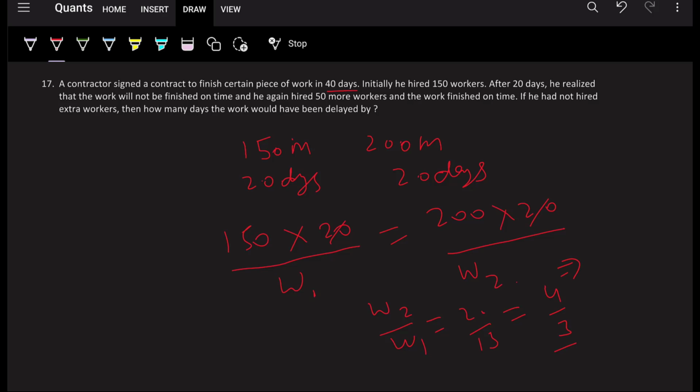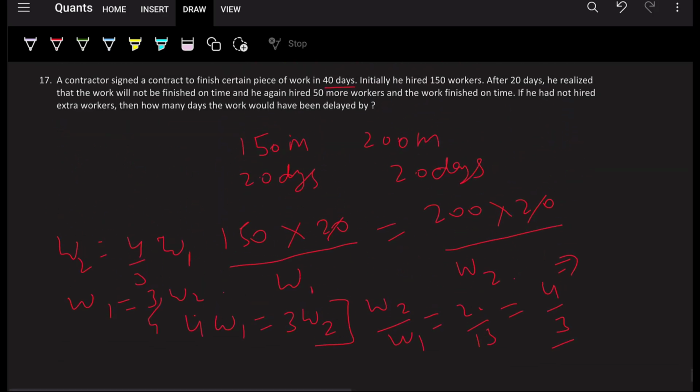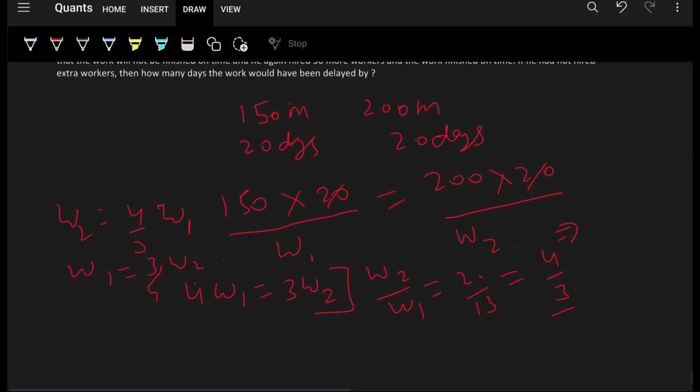That means 4 times W1 is equal to 3 times W2. Or I can say in other words that W2 is 4 by 3 times of W1, or W1 is 3 by 4 times of W2. No problem here. So now I have to calculate the delay time.